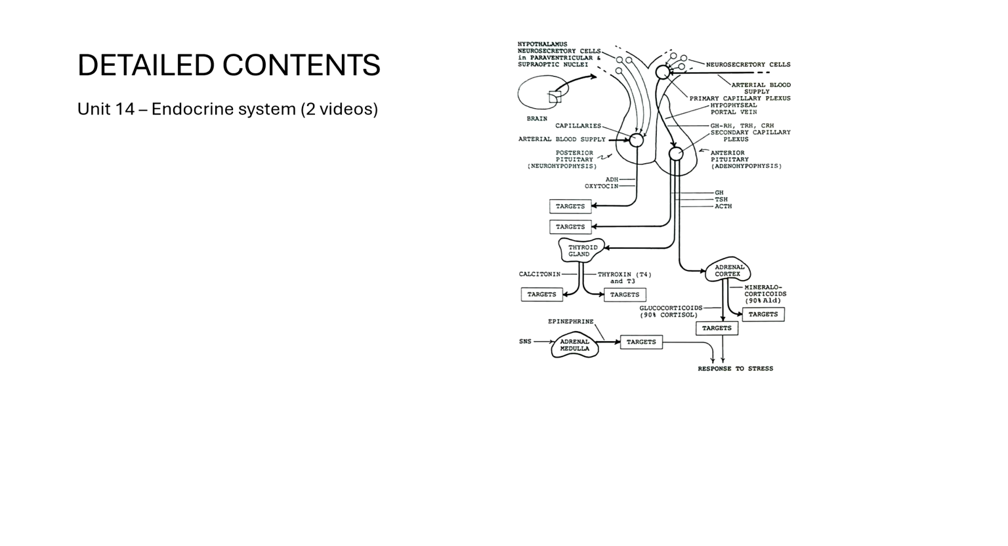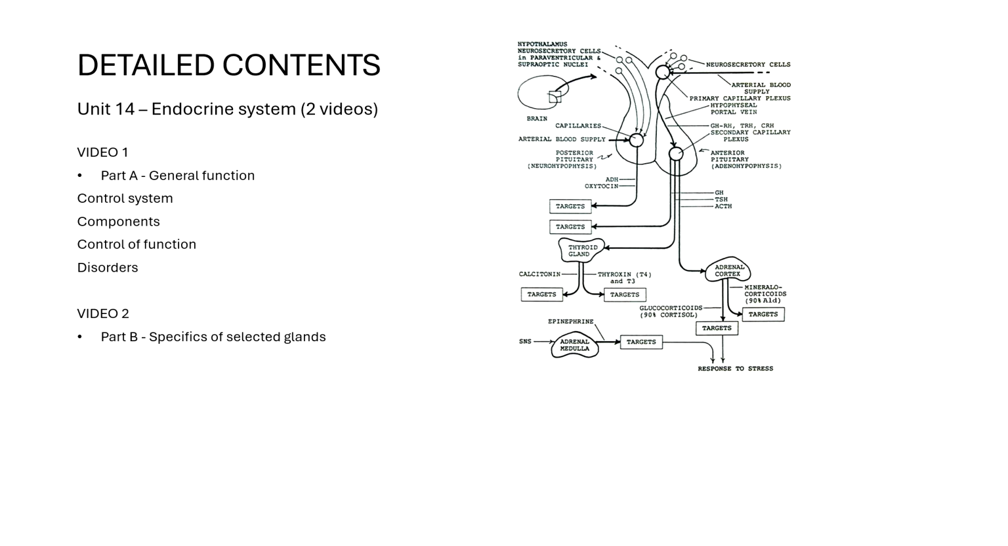Unit 14 is the endocrine system. Two videos are found here. Video 1 begins with Part A, the general function of the endocrine system. We'll look at a control system. We'll look at the components of the endocrine system. We'll look at its function in control, and we'll look briefly at some disorders of the endocrine system.